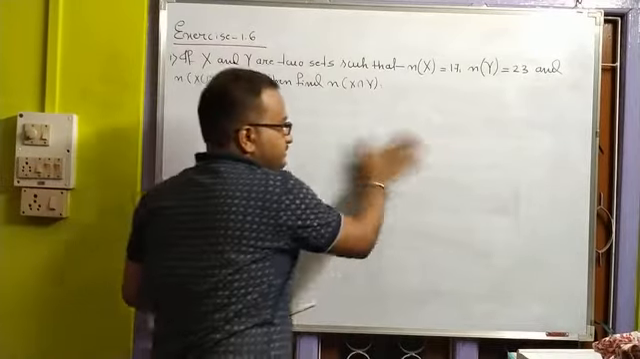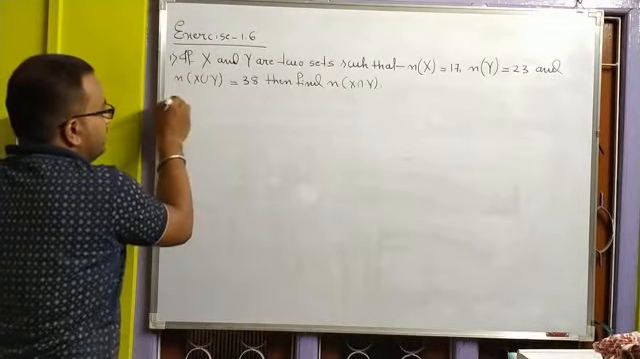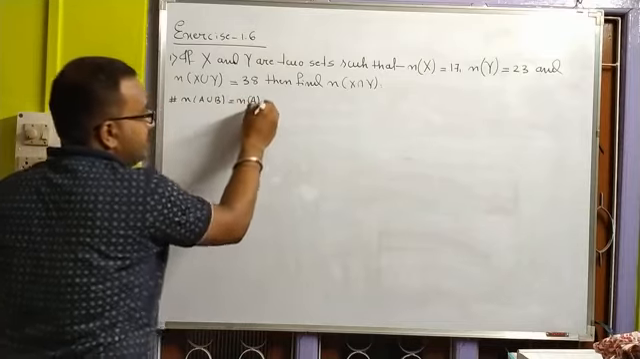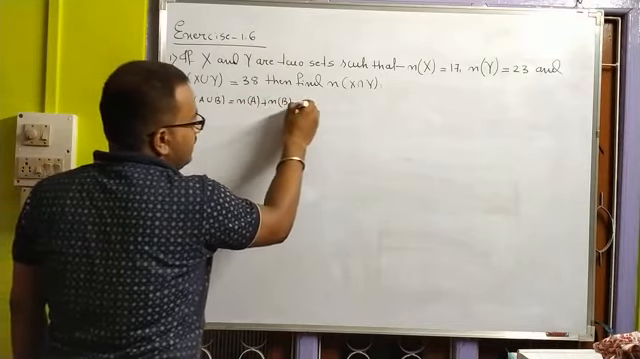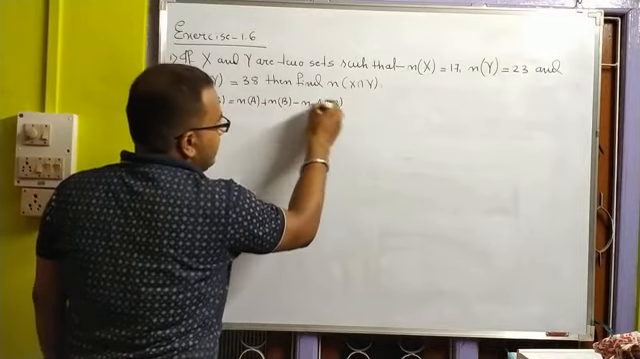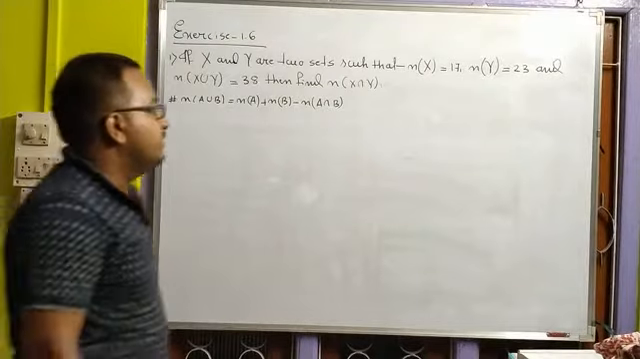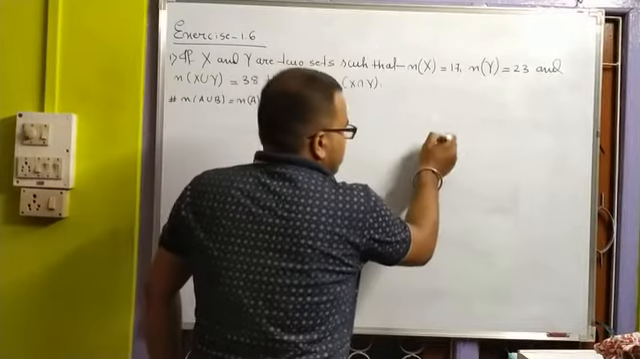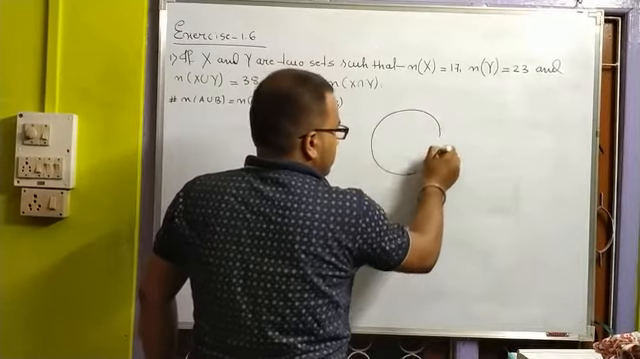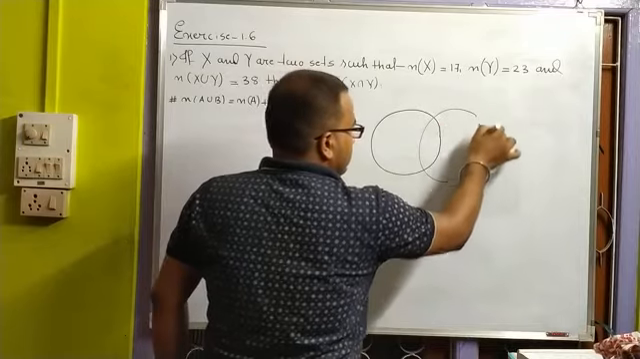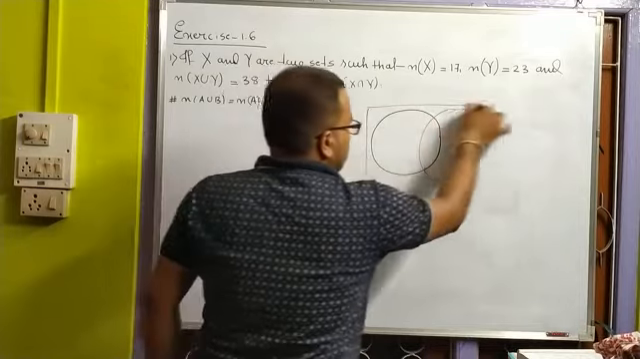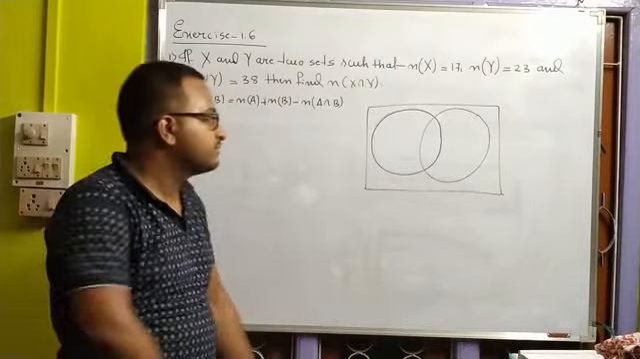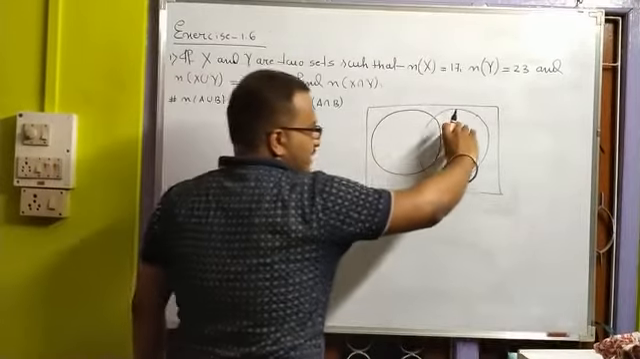So let us solve the result. Our result will be: the number of elements of A union B equals the number of elements of the set A plus the number of elements of the set B minus the number of elements of the set A intersection B. Now here we require two sets. So let us take two sets, set A and this is our set B, and this is our universal set, which is always denoted by this rectangle.